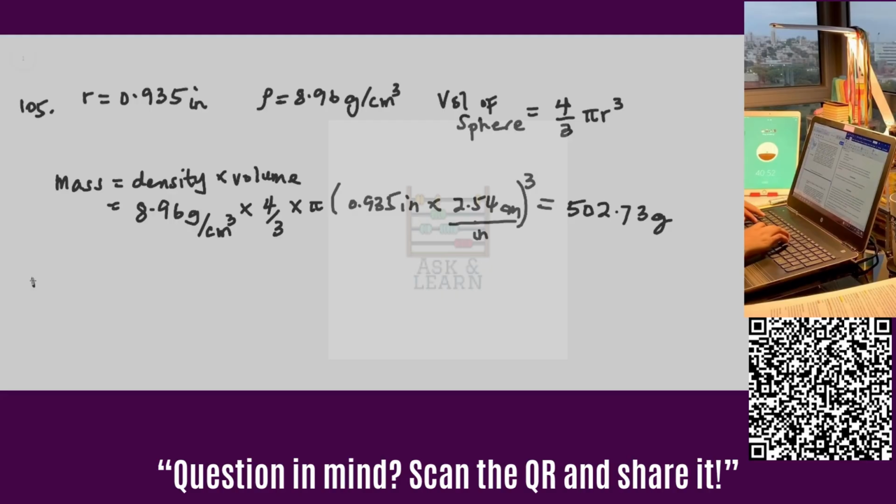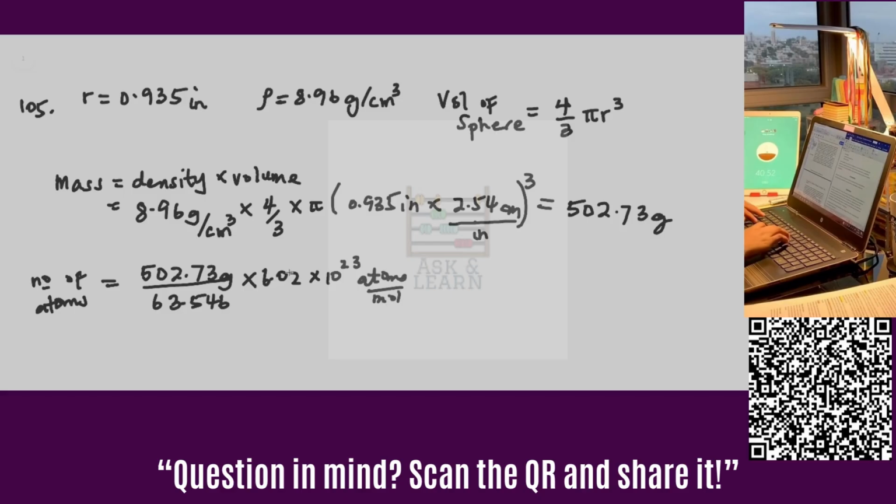Now that we have the mass, all we have to do is determine the moles and then find the number of atoms. So for the number of atoms, you can just find the mole and multiply by Avogadro's number. The mole is going to be given by the mass over the molar mass. So we've just calculated the mass. The mass is 502.73 grams. Divide that by the molar mass of copper, which is 63.546.